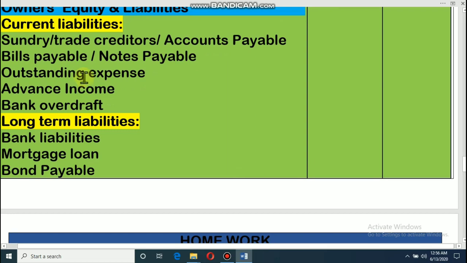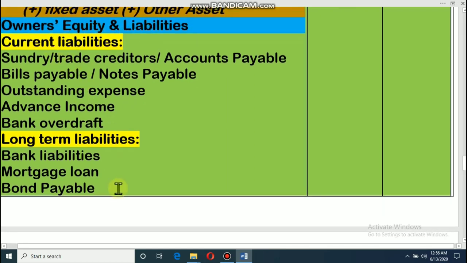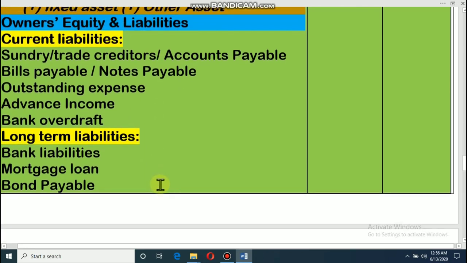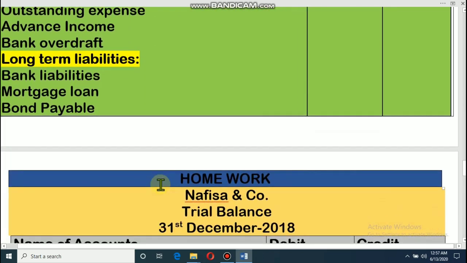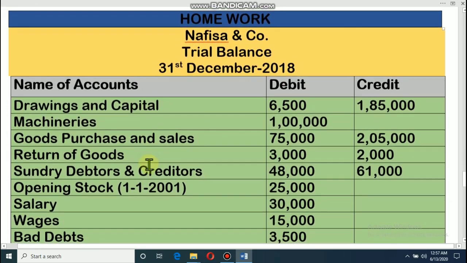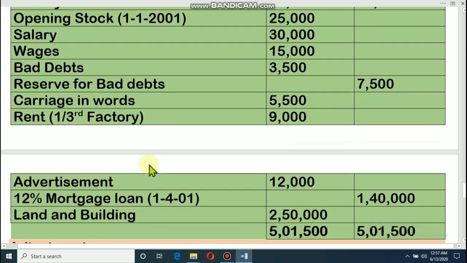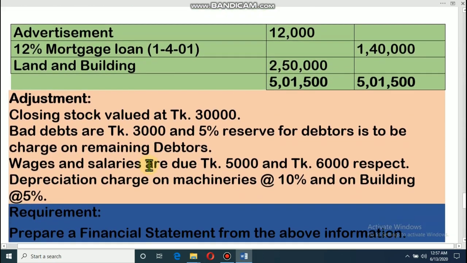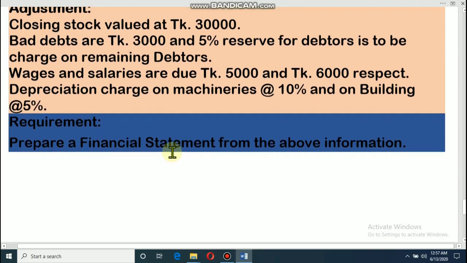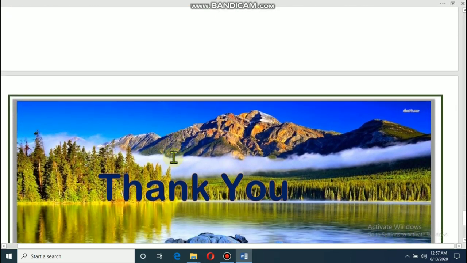Dear student, so owner's equity and liabilities will be equal to total of asset. That is called the financial position. In an organization, whatever total asset we have will be equal to owner's equity and liability. I hope you understand. Inshallah, next class we will discuss in detail. Now homework. Dear student, this is a trial balance and some adjustments are given here, and you will prepare the financial statement from this information.